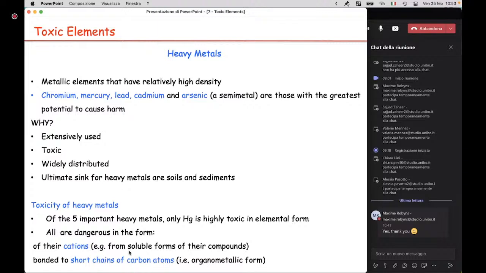Or when they are bound to alkyl groups, when they are bound to short chains of carbon atoms. This is called an organometallic form. It means that the metal is bound to an organic residue. So they are mostly toxic as cations or as organometallic compounds.